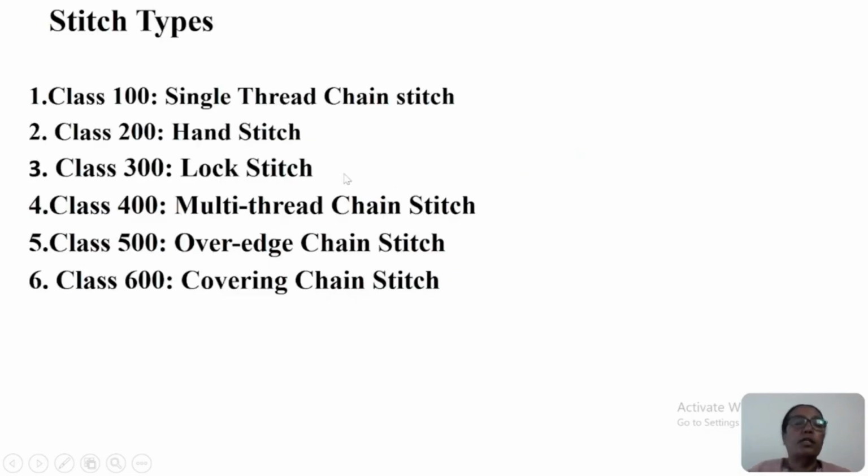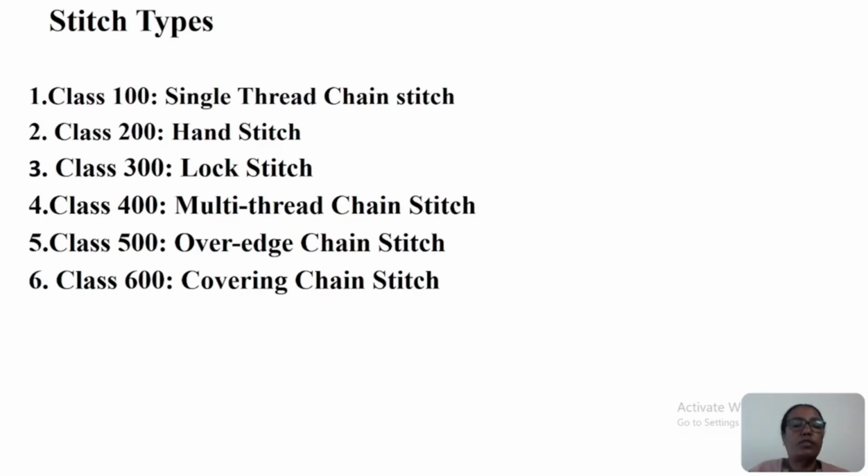Stitches can be classified into types. Class 100, single thread chain stitch. This stitch uses only one thread, and that thread is the upper thread only. Class 200, hand stitch. This stitch is also most of the time done by hand, and it can be used more as a decorative stitch. Class 300, lock stitch.